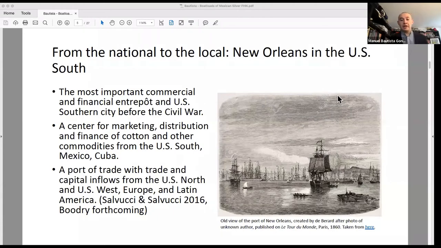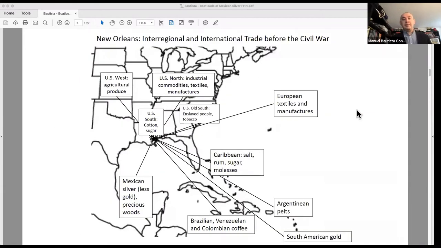Yet it is also an important marketplace for other tropical commodities, one would say now, arriving from the U.S. South, such as tobacco, some sugar and molasses, other tropical commodities from Mexico, Cuba, and even Brazil, such as coffee. So this is a very interesting port of trade as it is connecting the global north with the global south. This is just a map that exemplifies what kind of commodities are arriving and leaving New Orleans in the years between, I would say, 1820s and 1860s. You can see that the port becomes a place for market making in these products.